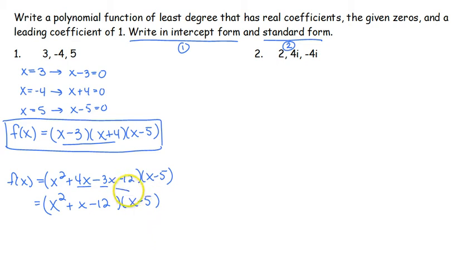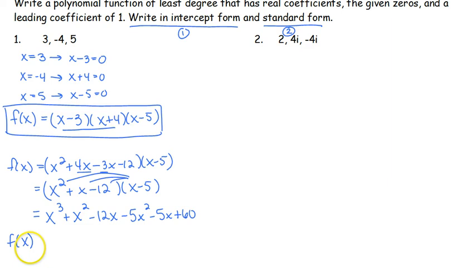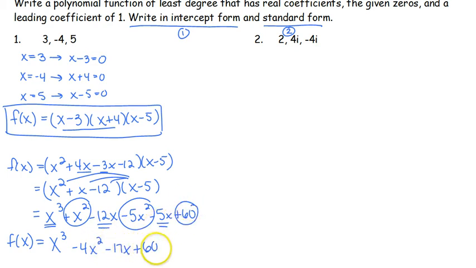This is where we've got to use our superfoil. We're going to distribute x to everything. So we've got x cubed plus x squared minus 12x. And then we have to distribute the -5 to everything. So that gives us a -5x squared, a -5x, and a positive 60. From here, our last step is just to combine our like terms. So we have the 1x cubed, a -4x squared, -17x, and a positive 60.